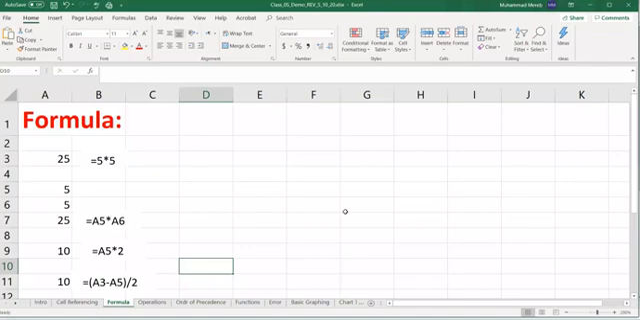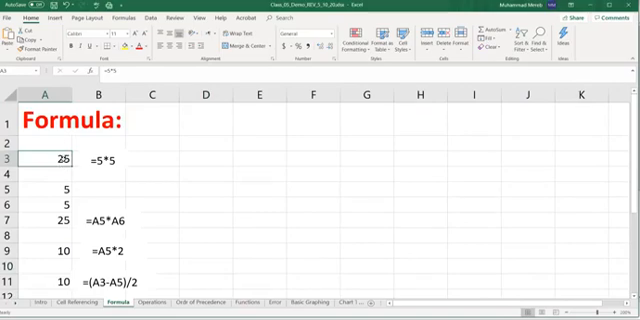In this video, we will learn about formulas and functions. As you can see here, formulas usually start with the equal sign, and they could include numbers or references to cells or any combination of both, or they could also include functions, which we will talk about later. So let's look at the first example here.